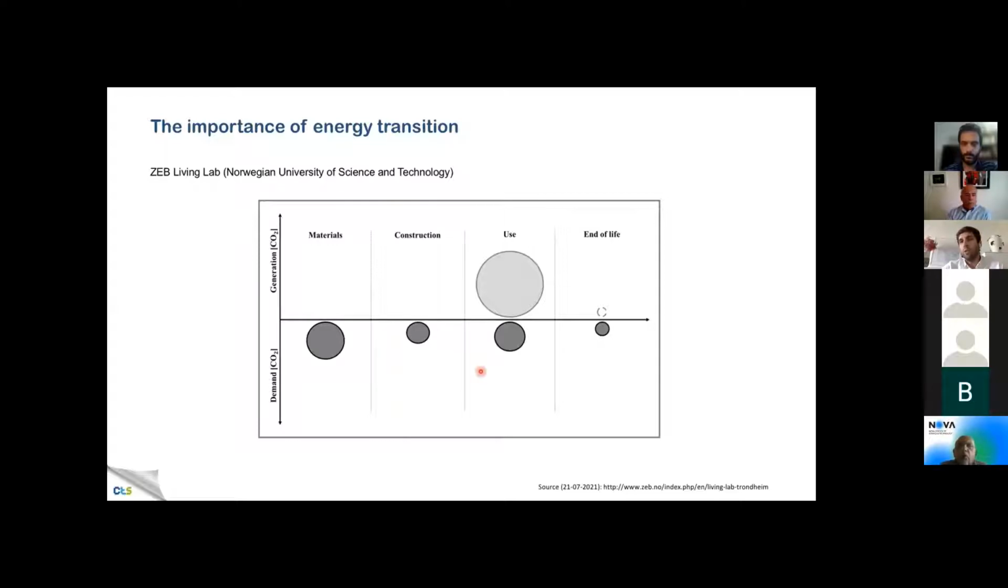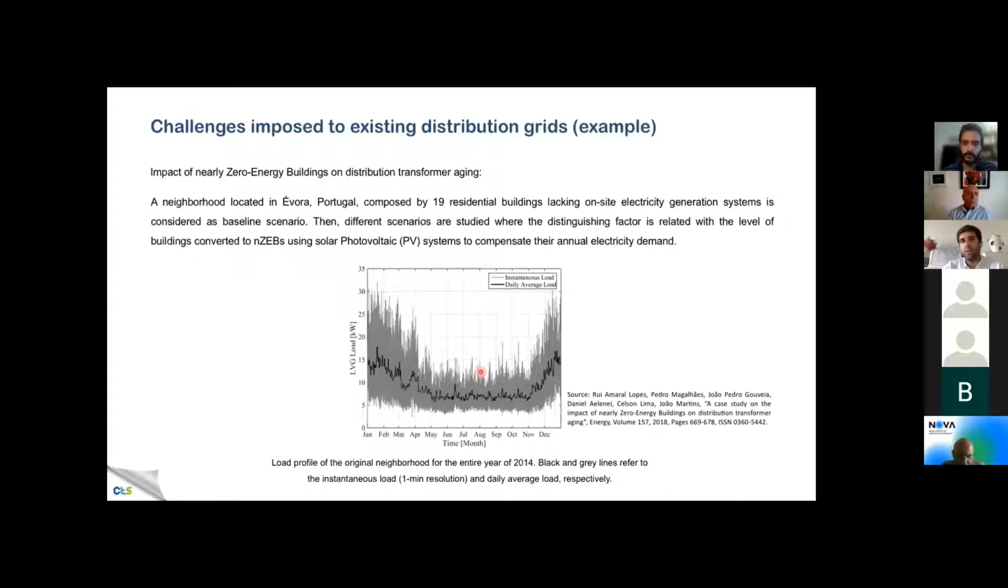But it's not a bad thing. It's just to show that we have to be aware of this and develop the solutions that will mitigate possible negative impacts. And these solutions can, for instance, use the available energy flexibility to control a set of storage devices. So, as an example of these impacts on the operation of distribution grids, I will show you a case study that we conducted taking into consideration a neighborhood composed of 19 buildings located in Évora, Portugal.